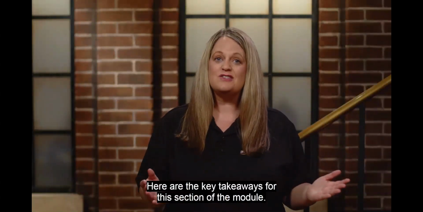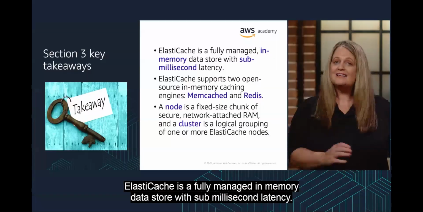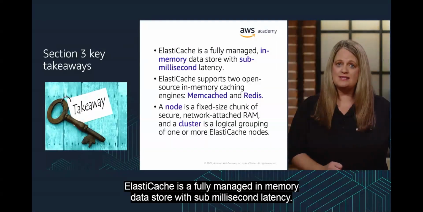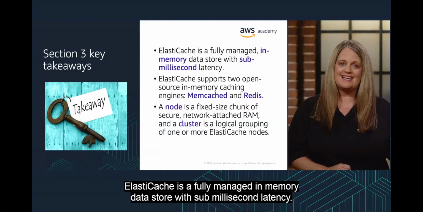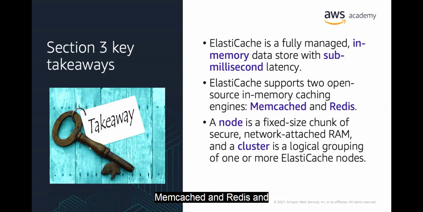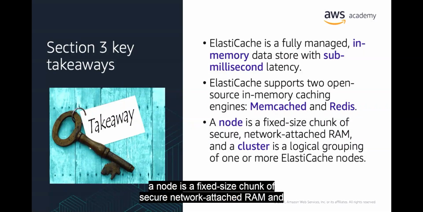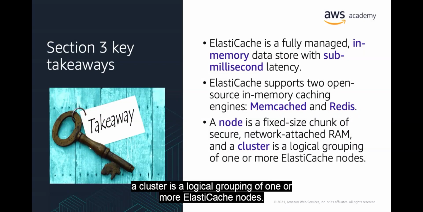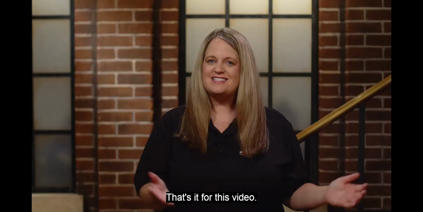Here are the key takeaways for this section of the module. ElastiCache is a fully managed in-memory data store with sub-millisecond latency. ElastiCache supports 2 open-source in-memory caching engines, Memcached and Redis. And a node is a fixed-size chunk of secure, network-attached RAM, and a cluster is a logical grouping of 1 or more ElastiCache nodes.